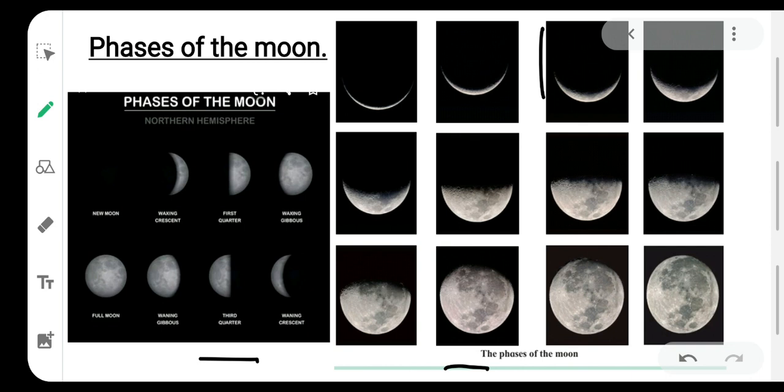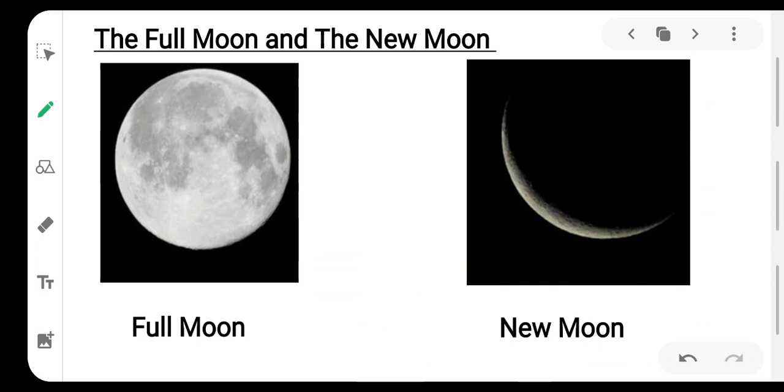Now you all know that the full moon and the new moon. This is the full moon and this is the new moon. You all know this. The moon revolves around the earth and the earth revolves around the sun. And however, these two orbits intersect. Hence the sun, the moon and the earth are not always along a straight line. This we all know very well.